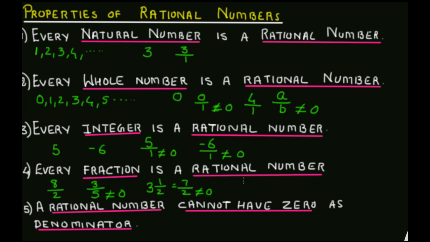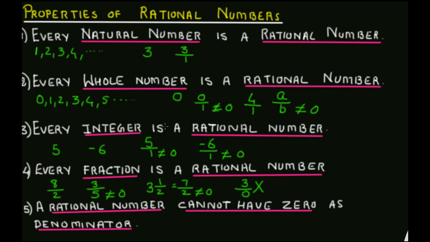Now you may wonder, what about 3 by 0? It is a fraction, but can it be called a rational number? No way. Why? Because here the denominator is 0 and therefore this is not a rational number. So a rational number cannot have 0 as the denominator. Division by 0 is not allowed in rational numbers.